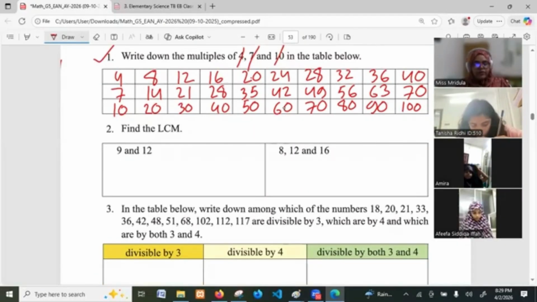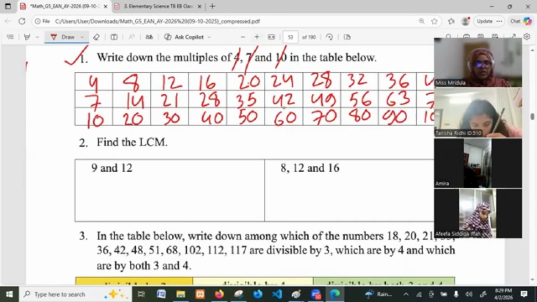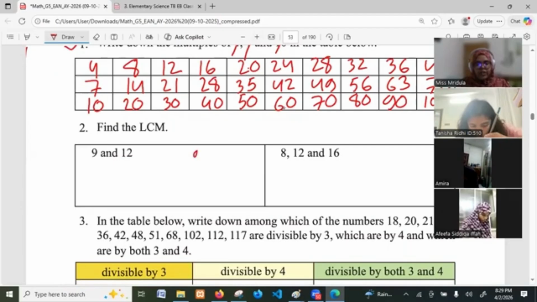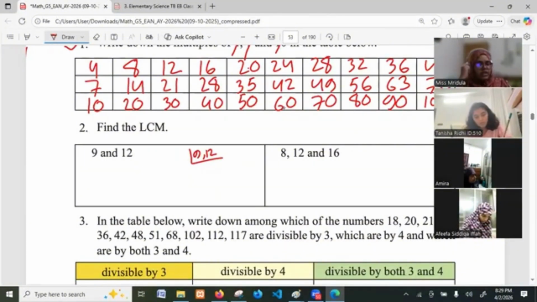Okay, so we have to find out the LCM of 9 and 12, and on the other hand, 8, 12, and 6. So let's follow the stair method. 9 and 12. One is an even number, one is an odd number. So we cannot take 2, but we can take 3. We will get 3 3s are 9, 3 4s are 12. Can we get more? No, right?